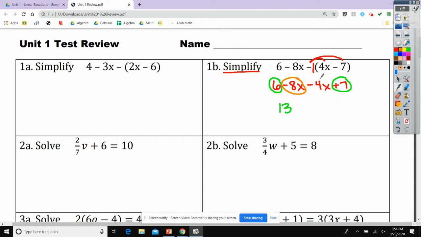So I have -8x and -4x. When I add these together, -8 plus -4 is -12x. So this is our answer, but you could also see it written as -12x plus 13. So it may be in a different order than you first write it. That's okay. So -12x plus 13 is the answer to 1B.